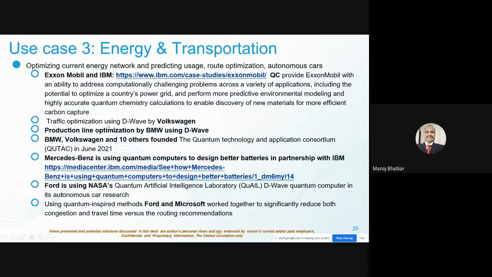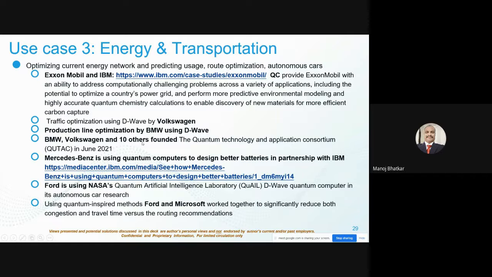Traffic optimization using D-Wave by Volkswagen, it's already done. Go to Volkswagen or search for D-Wave and Volkswagen, how they have reduced the traffic by how much percent. Up to 30% of the traffic congestion has been reduced by using quantum technology. Production line optimization by BMW using D-Wave's computer.